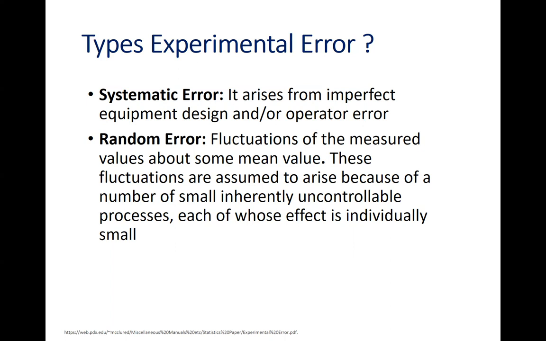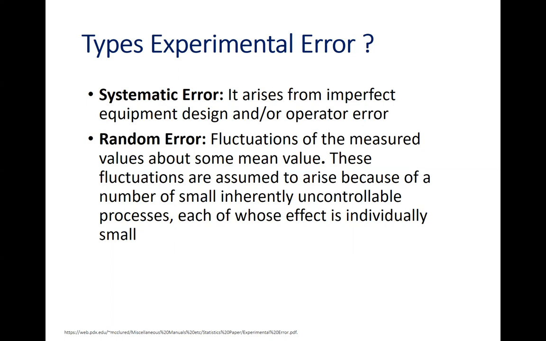It can be avoidable. You can actually recalibrate, or you can actually tare the scale. In this case, you can reduce the systematic error. On the other hand, random error happens because of fluctuation of measured values about some mean value. This fluctuation is assumed to arise because of a number of small uncontrollable processes. Each of these effects is individually small.